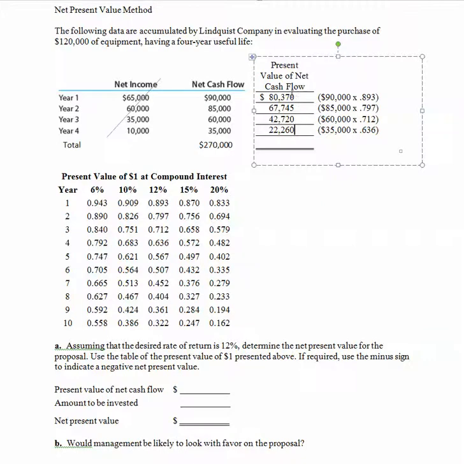So in total, how much would we have to invest today to earn those 4 cash flows over the next 4 years? And so we would add those up, and the answer is $213,095.